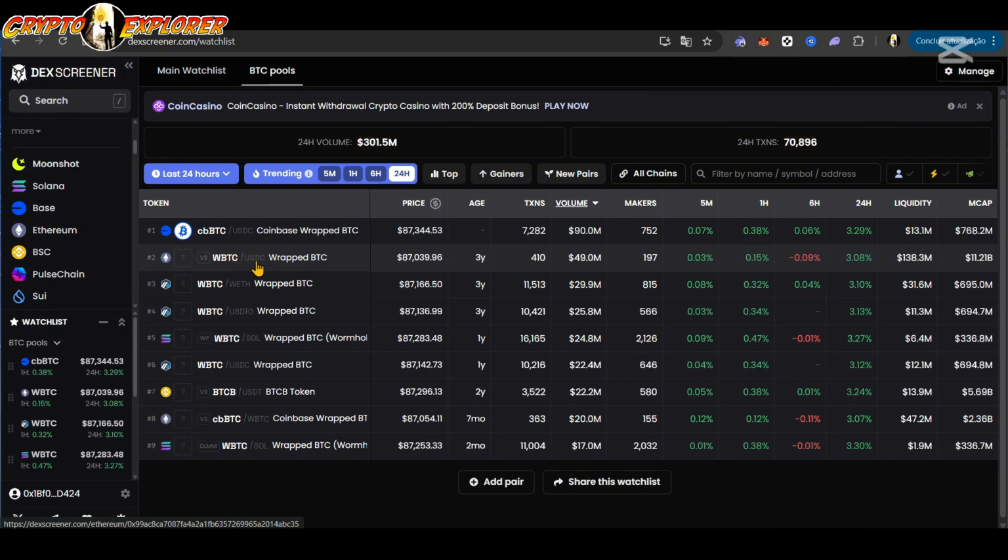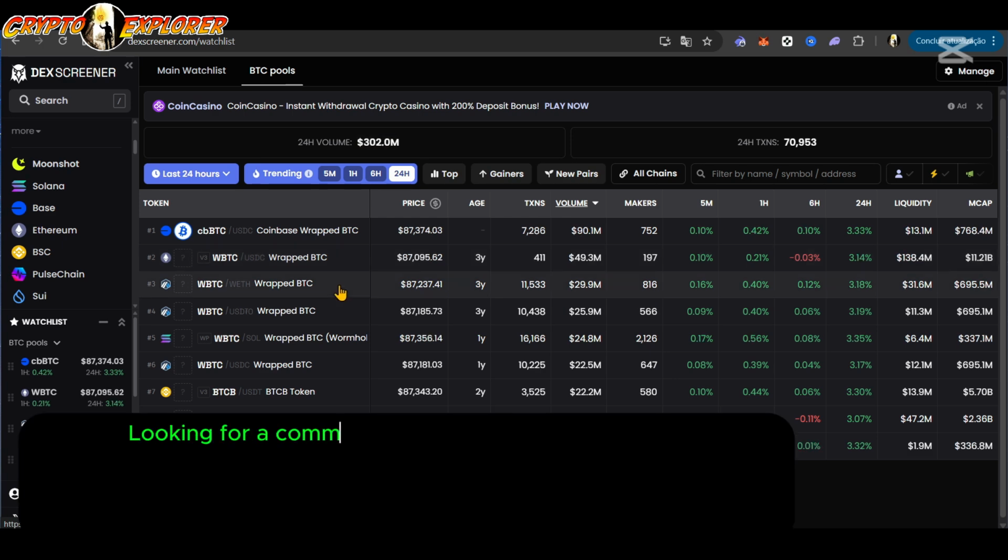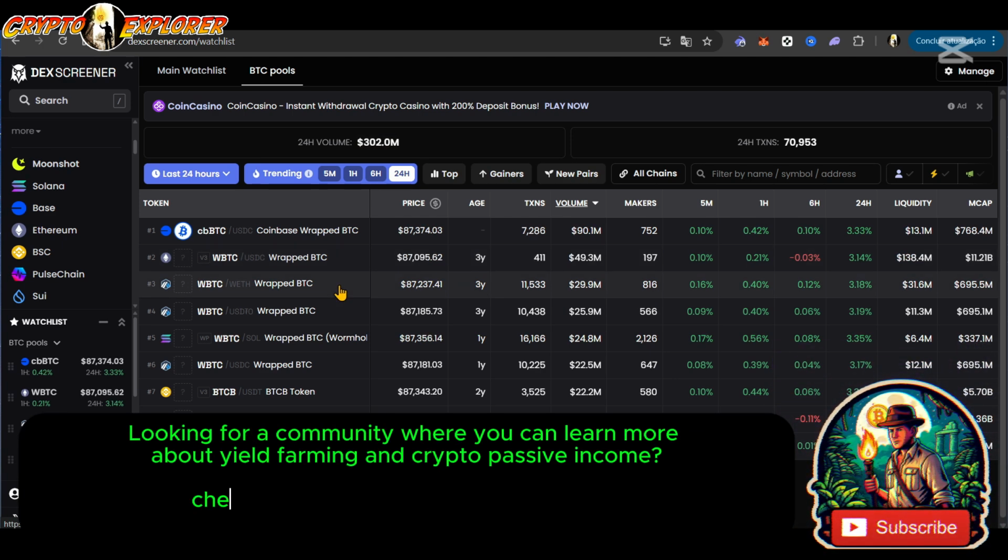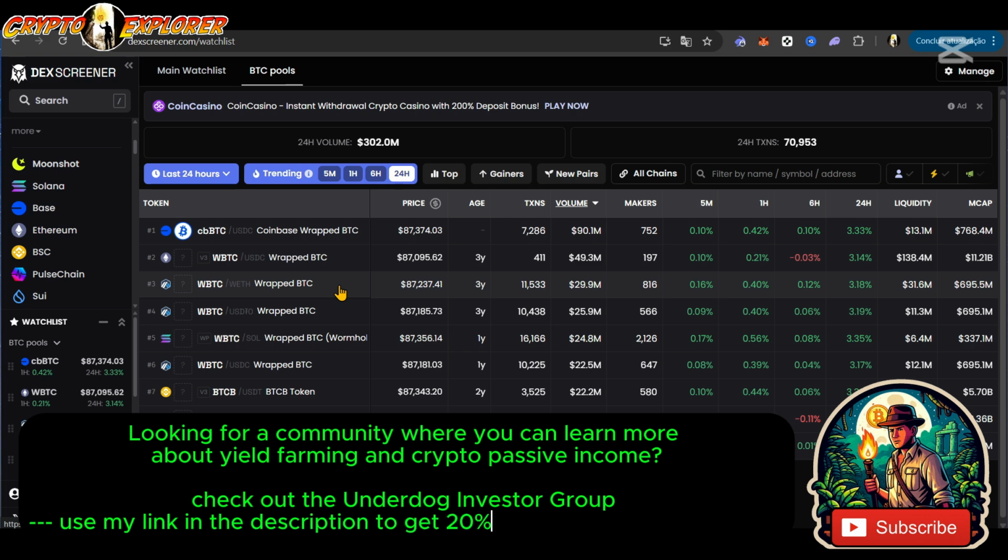Or maybe you also want to buy more Bitcoin with the fees that you're getting in the shape of the stablecoin or Solana or whatever pair you're providing liquidity to. Yield farming, it's not rocket science. Anyone can learn this stuff. All the information is available for free.